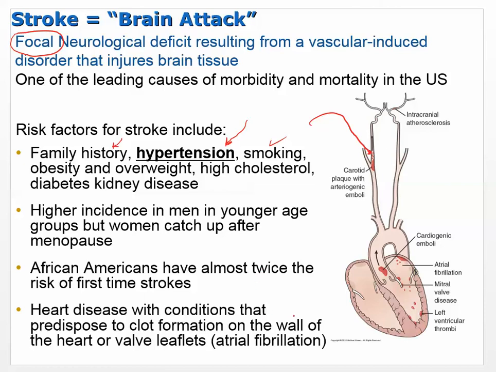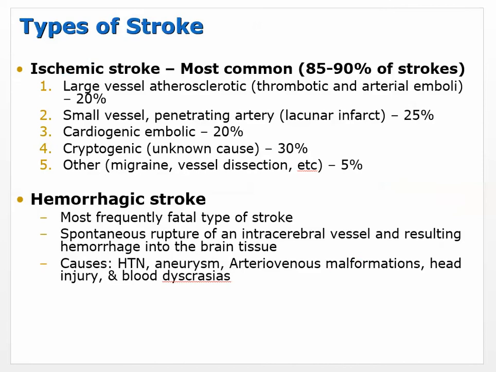clot formations on the wall of the heart valve or leaflets. Now, let's pause on that for a second. What that's saying is that if you have a cardiovascular disorder where you end up forming clots, usually that's from stasis of blood flow, blood's not flowing the way that it should, a damaged valve or something like that may cause clot formation, and those clots may then move, and one of the first places they go is through this carotid artery up to the brain. So if a clot breaks loose from the heart, it kind of makes sense that it can travel to the brain and cause a stroke.